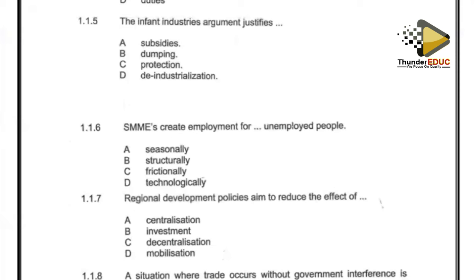Okay, right, grade 12. So now let's move on to the next question, 1.1.5, which reads as follows: the infant industries argument justifies dash. So we have subsidies, dumping, protection, deindustrialization.